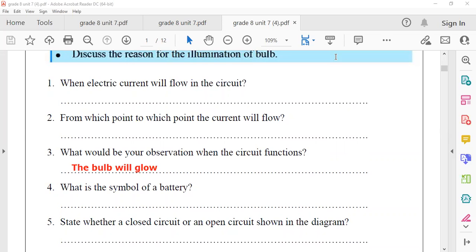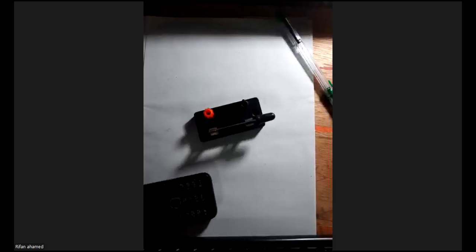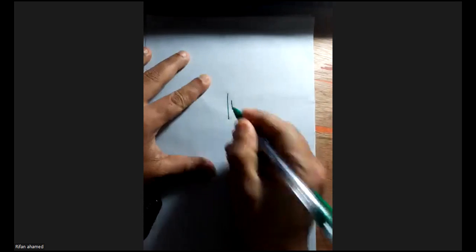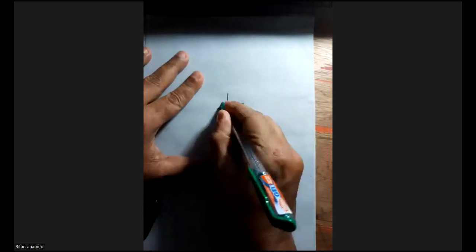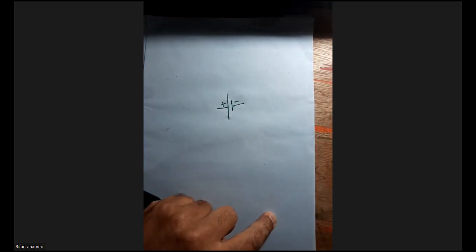If you take the symbol of a battery, very simple, you need to draw a long line, you need to draw a short line, and mark two connecting wires, mark plus here, minus here. That is the symbol of the dry cell, the symbol of the battery. Done, sir.